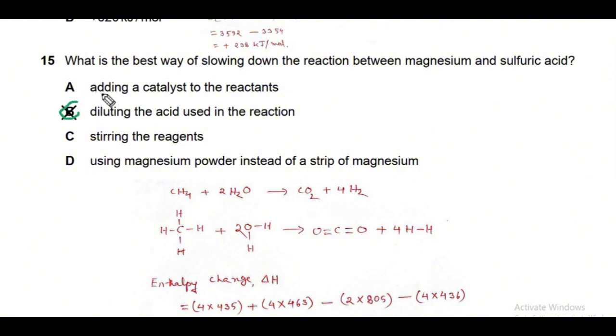But why is A wrong? Adding a catalyst. No, if you use a catalyst, the rate of reaction will increase, not slow down. Stirring the reagent, the rate of reaction will increase. Using magnesium powder instead of a strip of magnesium, if you use magnesium powder, the rate of reaction will be high. So B is the right answer.